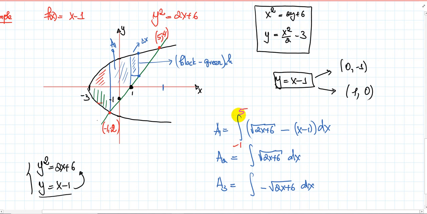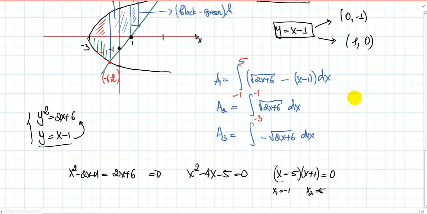So, in the second area, A2, how does x change? From -3 until -1. Right? And the last one? The same, right? From -3 until -1. Okay? By finding the 3 areas and by summing their absolute values, we can find the area enclosed by the curves. Which was not so easy, right? So we need to do a lot of work.